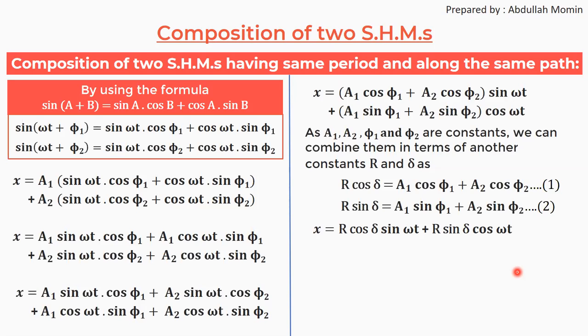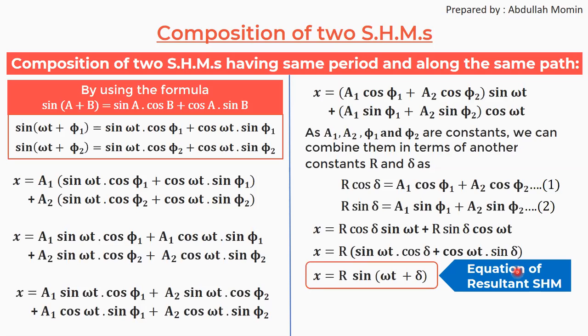So x can be written as r cos delta into sin omega t plus r sin delta into cos omega t. Now r is taken as common, and in the bracket we will get sin omega t into cos delta plus cos omega t into sin delta, and this is the formula of sin(a plus b). So you can write x is equal to r sin(omega t plus delta), and this is the equation of resultant SHM, and in this equation r is the resultant amplitude and delta is the initial phase.